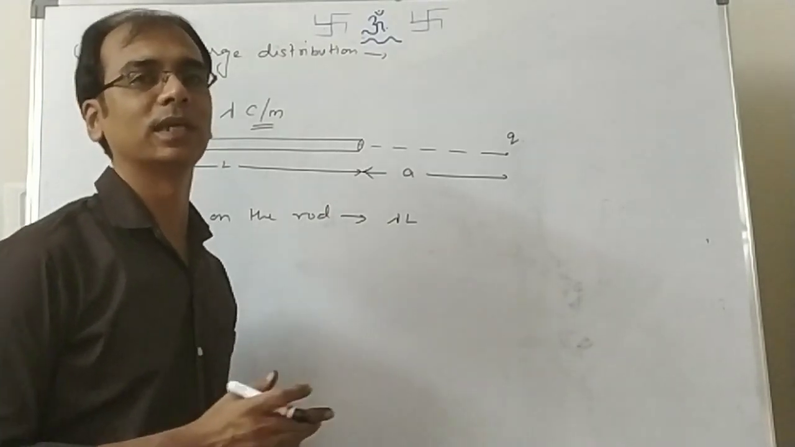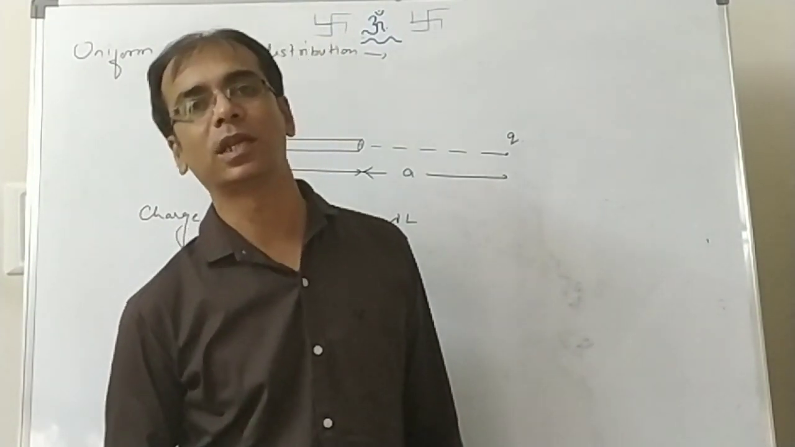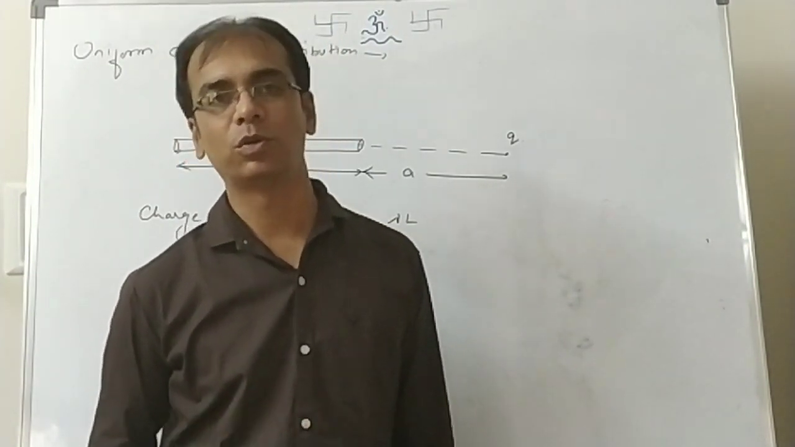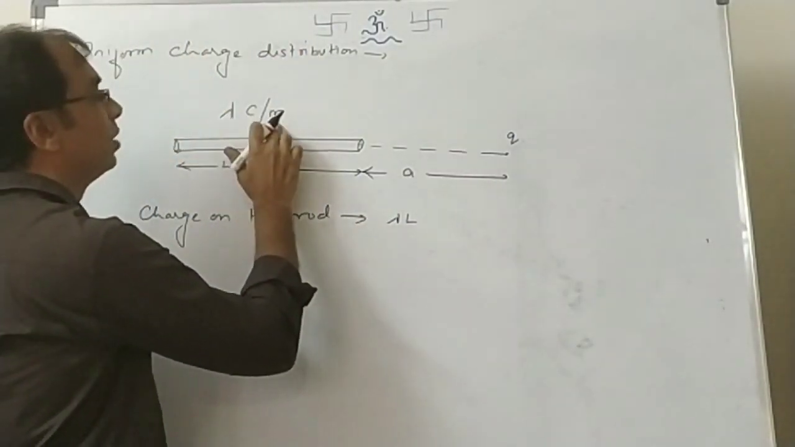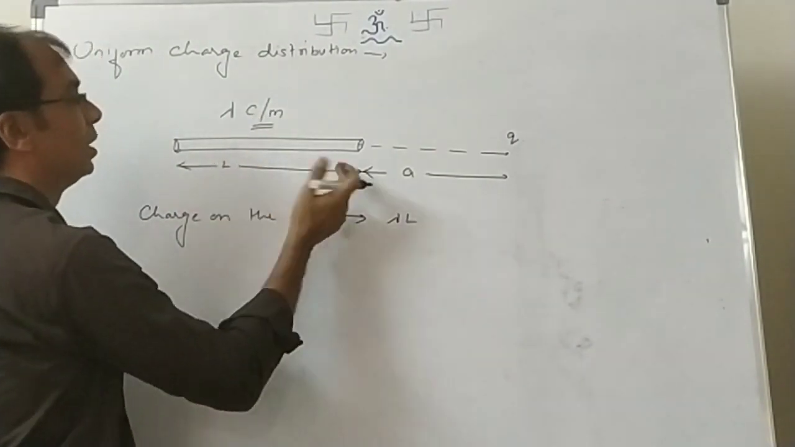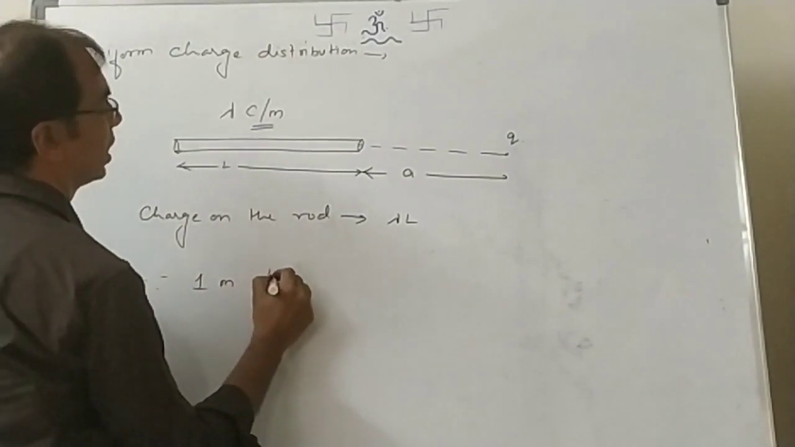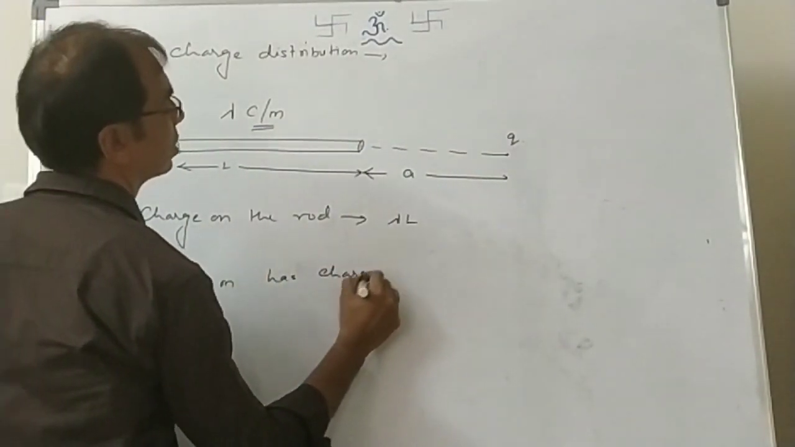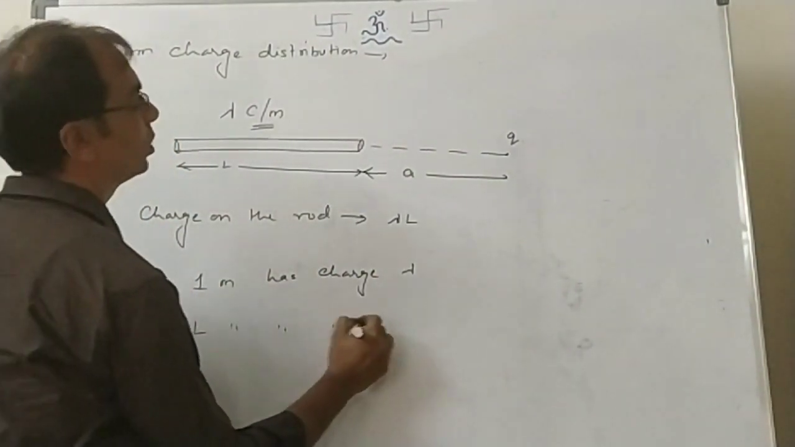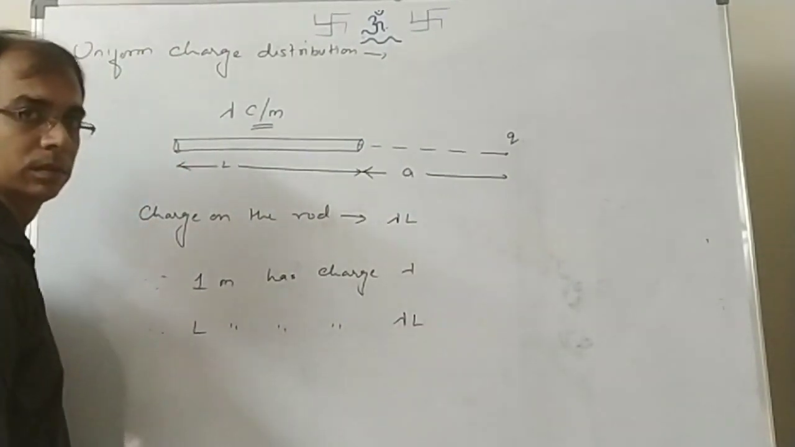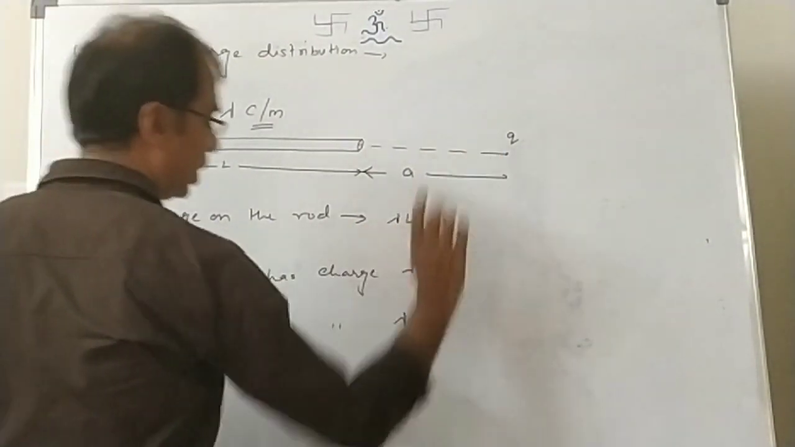It's similar to if suppose I say that 2 chocolates are in 1 rupee. So how many chocolates are there in 10 rupees? What do you do? 10 into 2. Same way here, lambda is the charge on 1 meter. So on L meters, how much? 1 meter has charge lambda. So L meters has what charge? Lambda L. So the total charge on the rod is lambda L, and here the charge is Q.